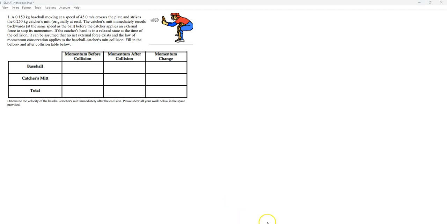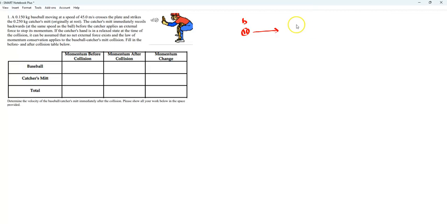Alright, so I'm working through this problem here, which reads: a 0.15 kilogram baseball is thrown and moving at a speed of 45 meters per second as it crosses the plate and strikes a 0.25 kilogram catcher's mitt, which is originally at rest. So I'm going to redraw a picture here, but here's the baseball, which I'll label with a B, going to the right.